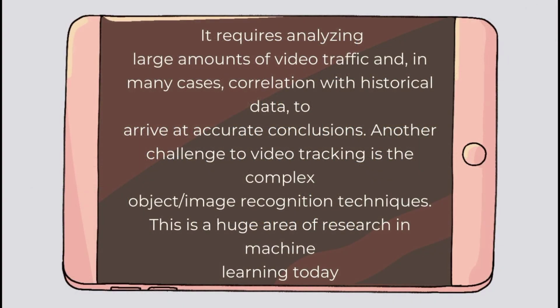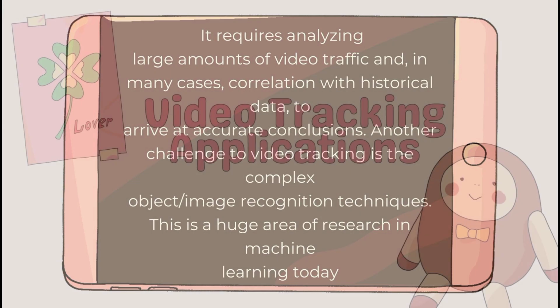However, video tracking does have a major weakness with today's technology. Video tracking is often time-consuming. It requires analyzing a large amount of video traffic and, in many cases, correlation with historical data to arrive at an accurate conclusion. Another challenge to video tracking is complex object image recognition techniques. This is a huge area of research in machine learning today.